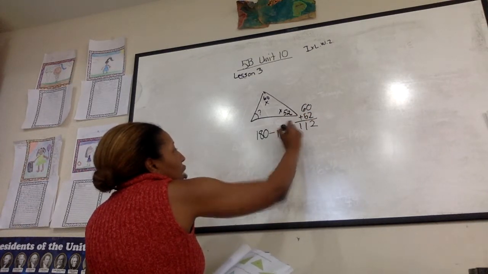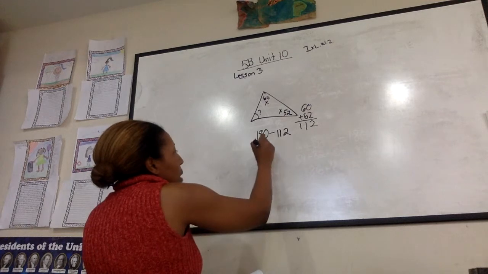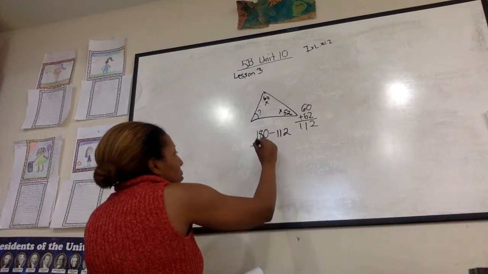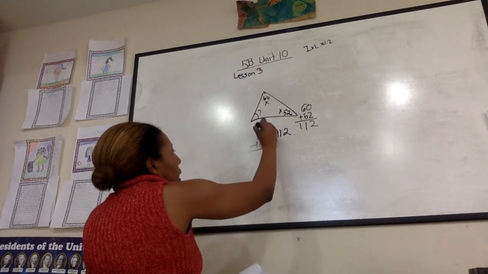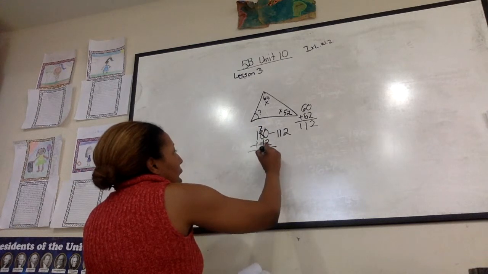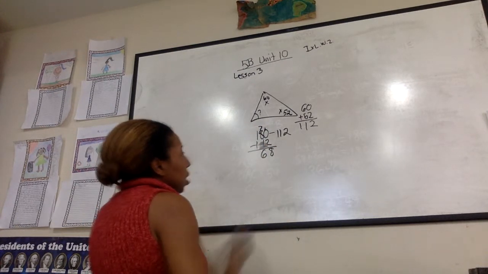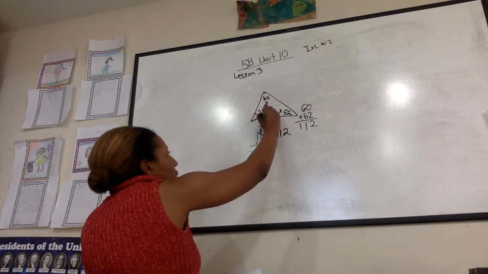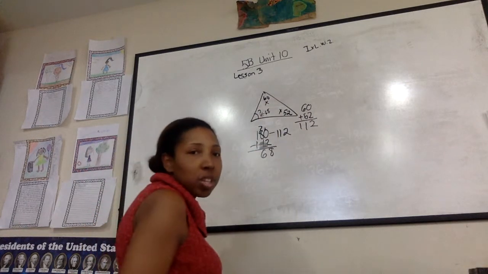But basically 112 minus 180. So I have to do math like that. And that is 68 degrees. So this one right here is equal to 68. That's all you have to do.